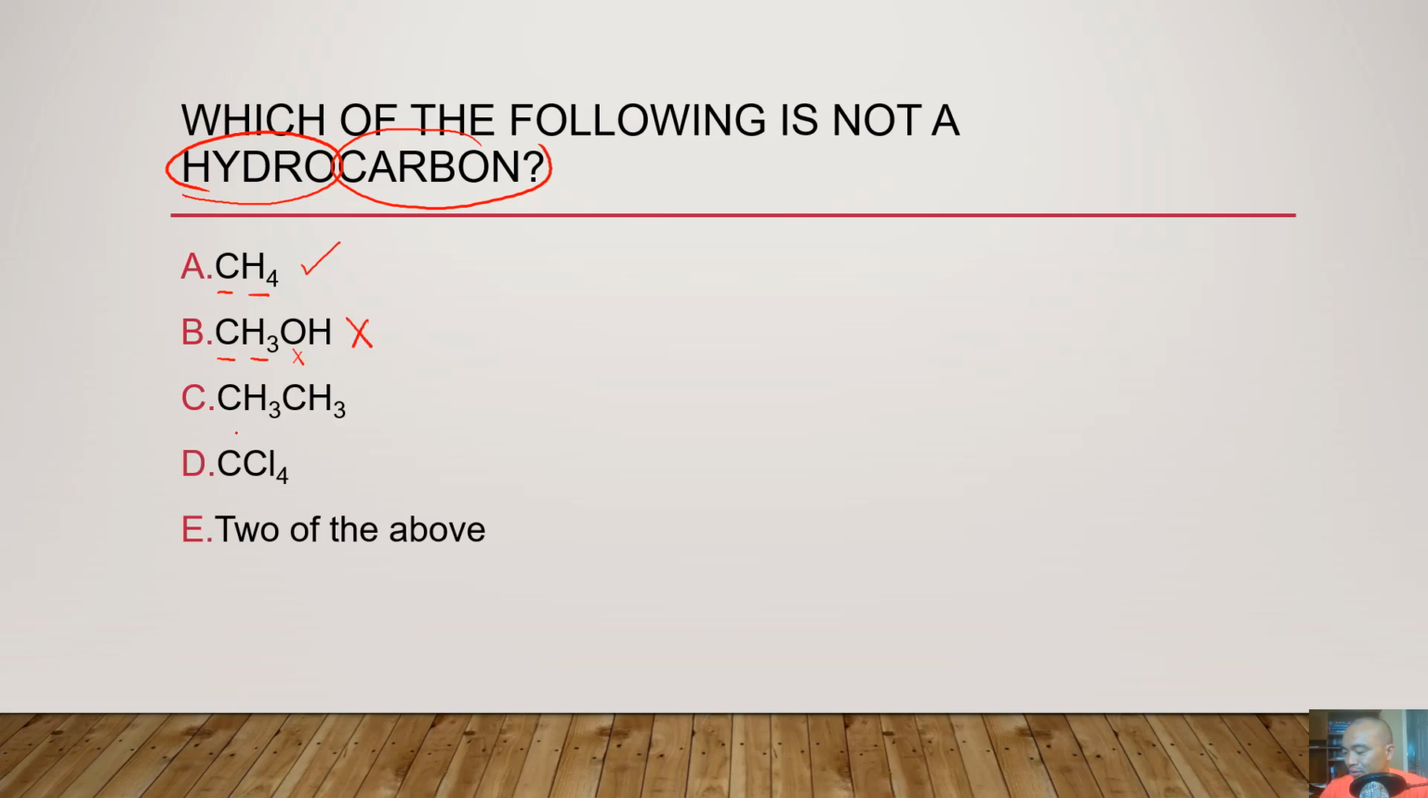Here, the third one is carbon and hydrogen only, so this is a hydrocarbon. This one is carbon and chlorine, so it's not a hydrocarbon. That's A and C are correct. That's why we pick E, two of the above.